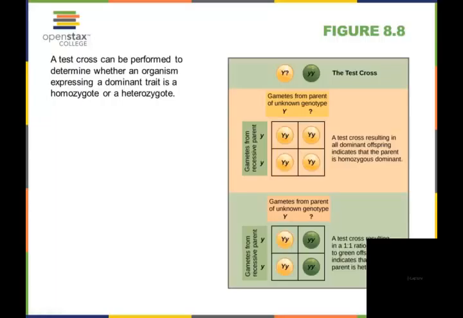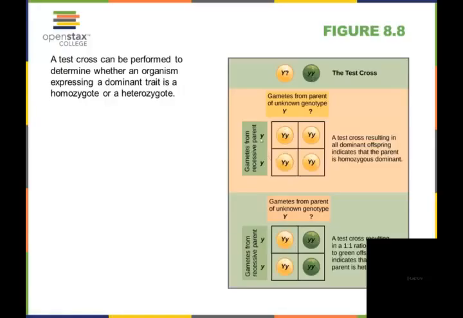So here we can see a test cross that's going to be performed when you have an organism expressing a dominant trait. A homozygote is going to be one that has two of the same traits. A heterozygote will have two different traits. So in this test cross here, we have a yellow seed, and we know with yellow that it can have a big Y and a small y, or that it can have two big Ys. We're going to cross it with a green plant, or a green seed here, and we know that has two small ys.